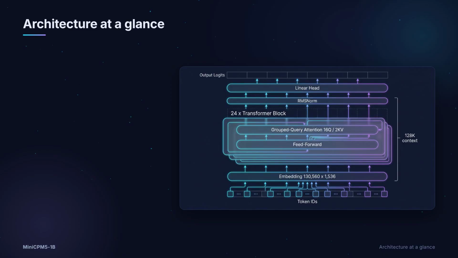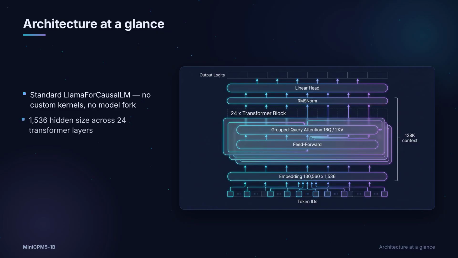Under the hood, the architecture is deliberately conventional, and that is a feature, not a limitation. MiniCPM5-1B is a standard LlamaForCausalLM network, which means mainstream inference engines can load it directly, with no custom kernels and no forked model code. It has a hidden size of 1,536 spread across 24 transformer layers.